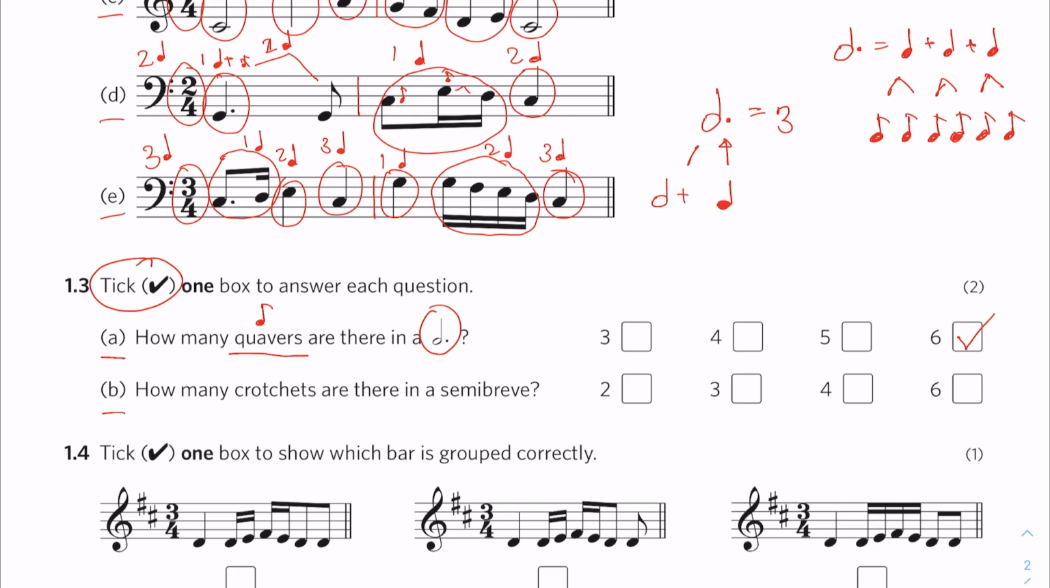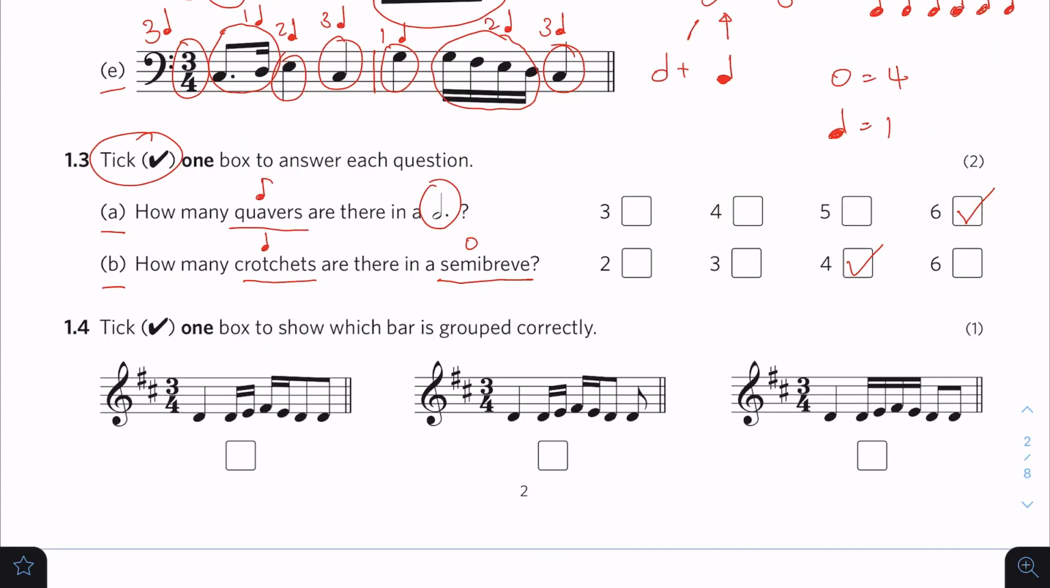Question B. How many crotchets are there in a semibreve? So crotchet is the shaded note. Semibreve is the open note, and we know that the semibreve is 4 beats. Crotchet is 1 beat. So they're asking you how many 1 are there in a 4. So there are 4. The answer will be 4.